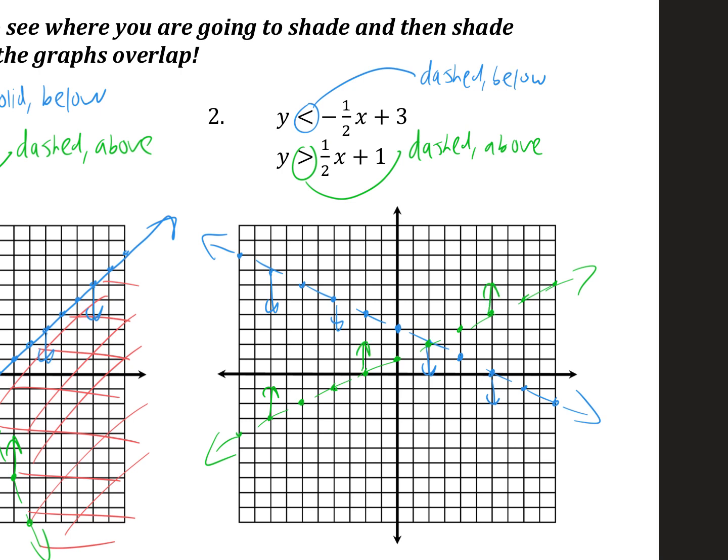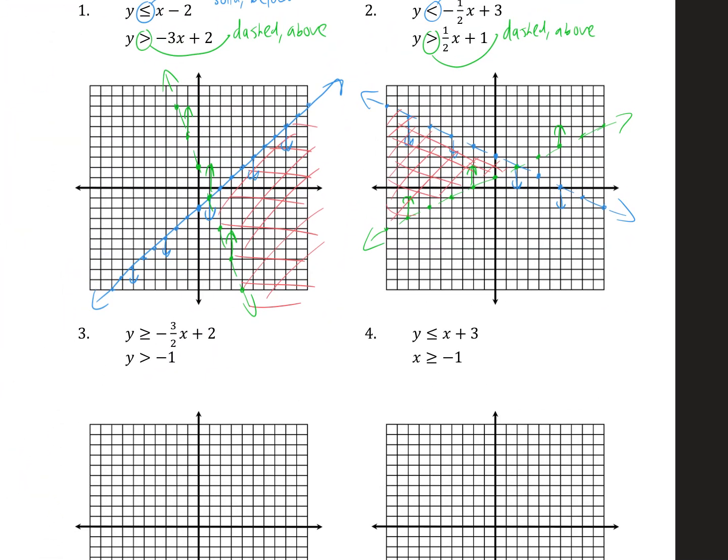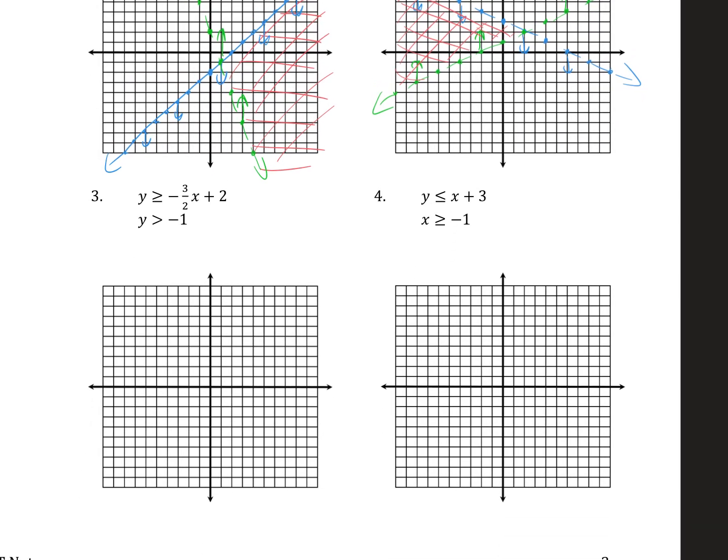So can you guys see where these are going to overlap? They're going to overlap on the left-hand side, below the blue line and above the green line, like that. This section right here is where they're going to overlap. Nice, very cool. All right, if you want to try 3 and 4, see how you do. You have some weird examples in here. You got y equals and x equals. See if you remember how to do those.